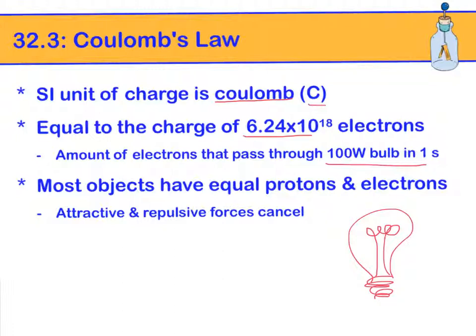And then just remember, we kind of touched on this in the last section, that most objects have an equal number of protons and electrons, an equal number of positives and negatives, which means that the repulsive forces and attractive forces are going to cancel out.